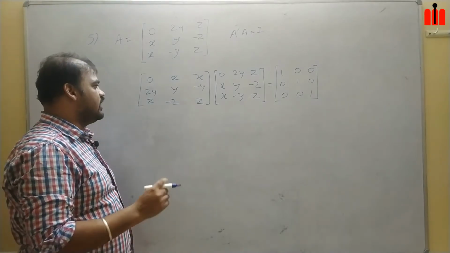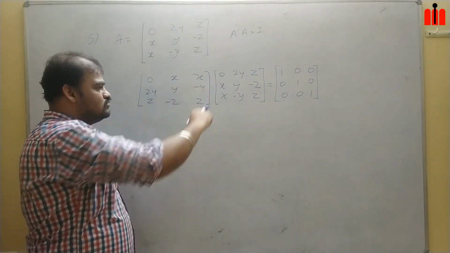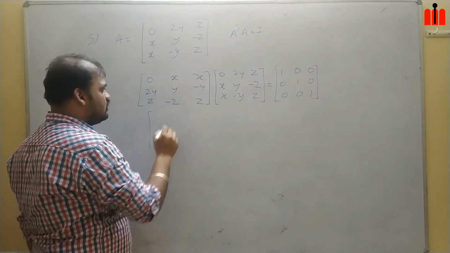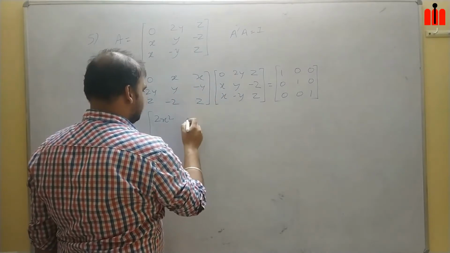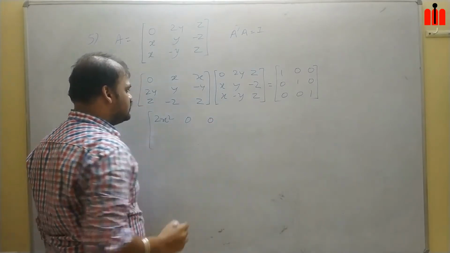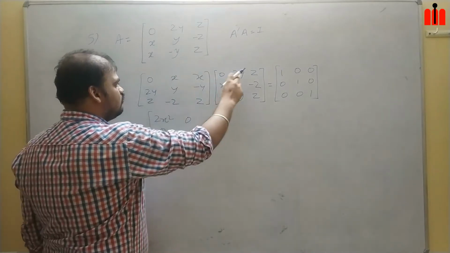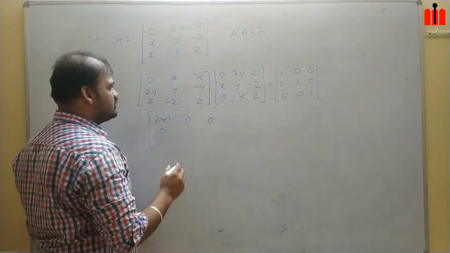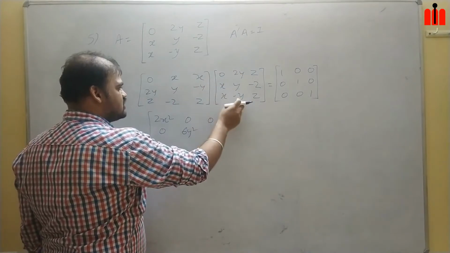Now let's do the multiplication of A transpose into A. First you will get 2x square. Second column, it is 0, xy minus xy, it will become 0. 0 minus xz plus xz, 0. 0, xy minus xy, 0. Then 4y square plus y square plus y square, so it is 6y square.